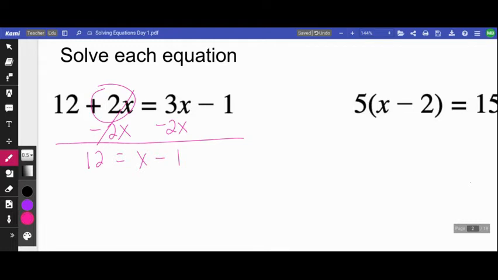And so I want to get rid of now this minus 1 on the right. So I'm going to add 1 to both sides of the equal sign, leaving me with 13 is equal to x.